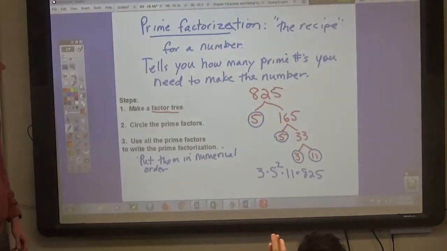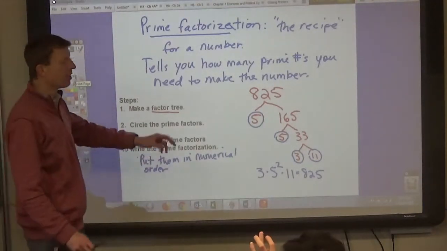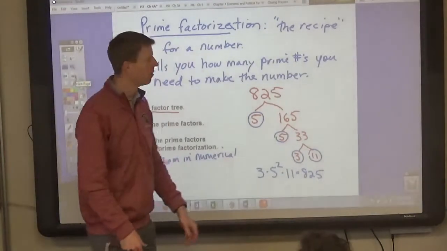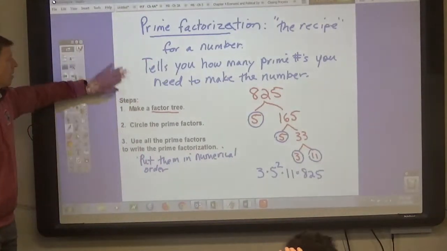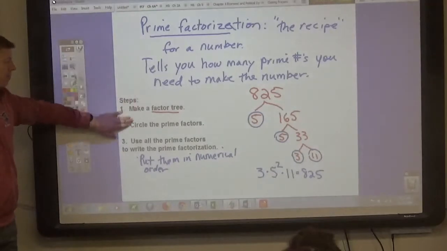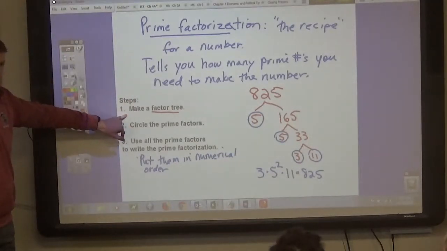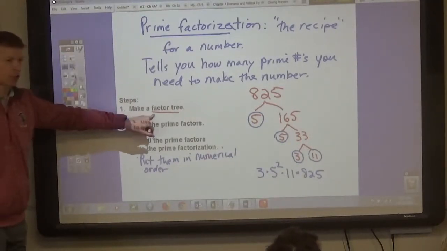Prime factorization then. So prime factorization, it's like the recipe for making a number, or it's the formula for making a number. Write this down. Here's how you find the prime factorization. Yep, these are the steps. You make a factor tree.